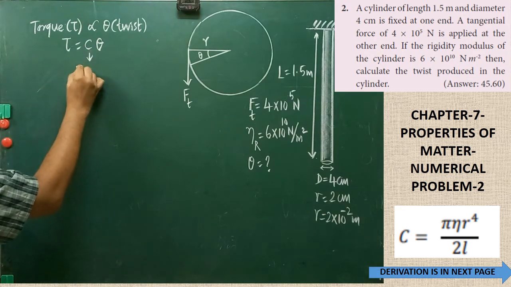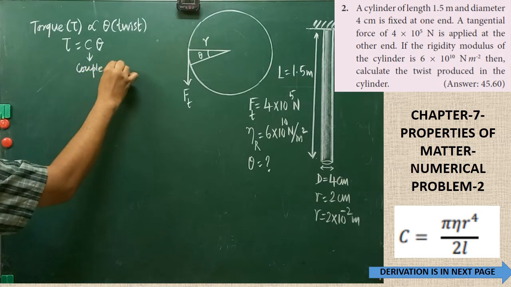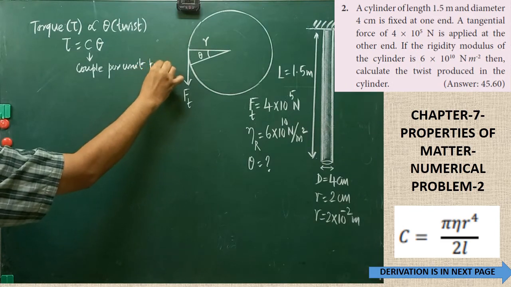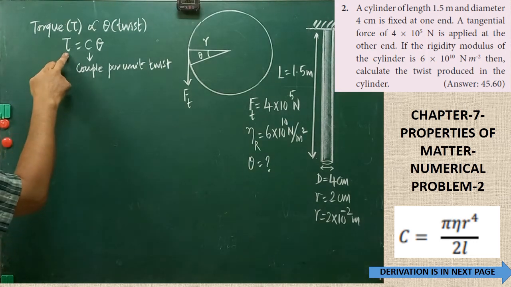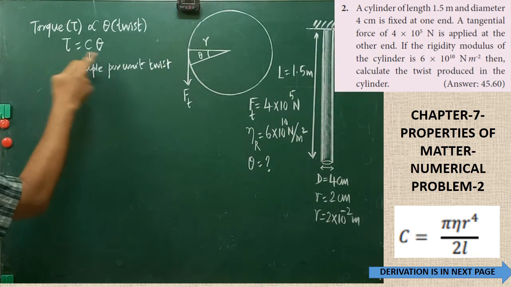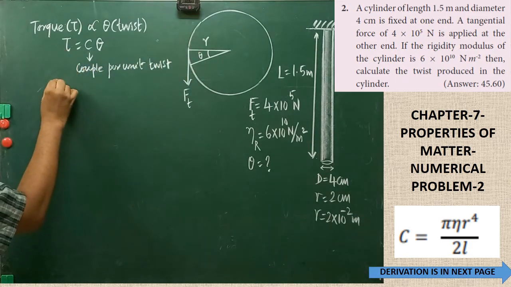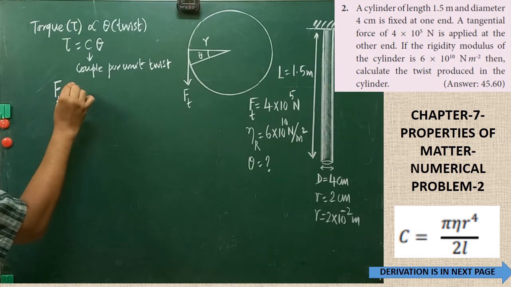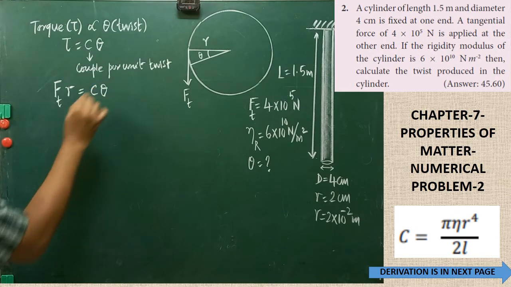C is called couple per unit twist. Very important one. Couple per unit twist. That is the meaning of C. Here the torque can be obtained by multiplying force into perpendicular distance. So instead of torque, I can write tangential force into distance. Distance is nothing but radius, equals c theta.